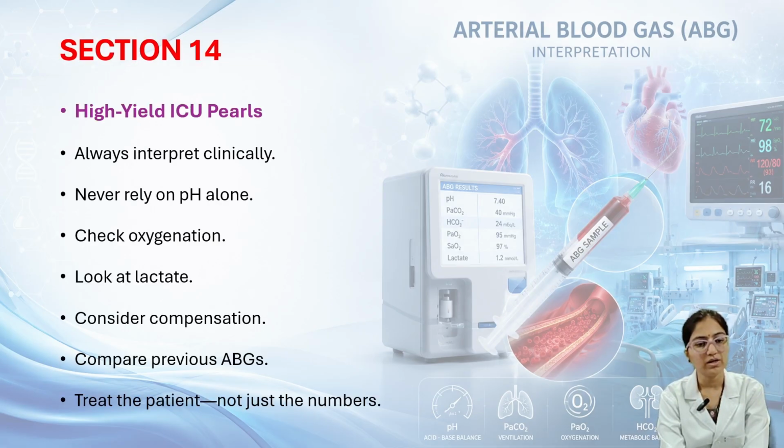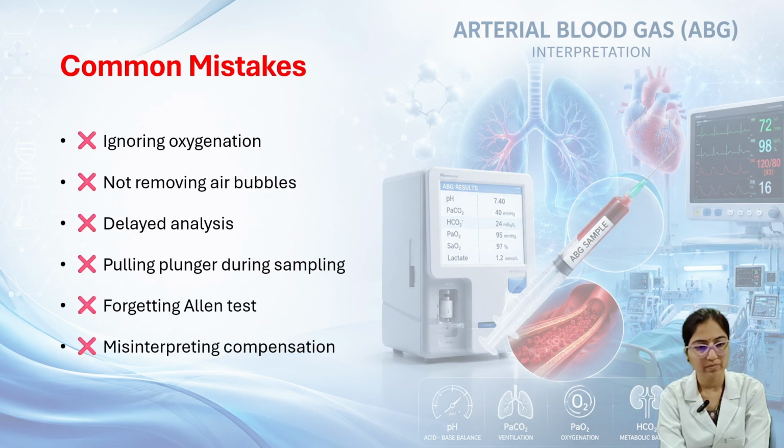Next, we'll see high-yield ICU pearls. Always interpret clinically. Never rely on pH alone. Check oxygenation and look at lactate. Consider compensation. Compare previous ABGs. Read the patient, not just the numbers.